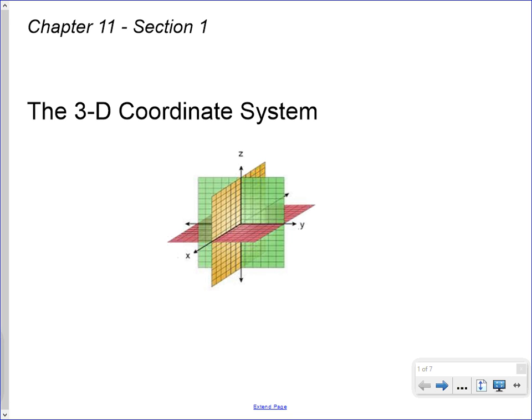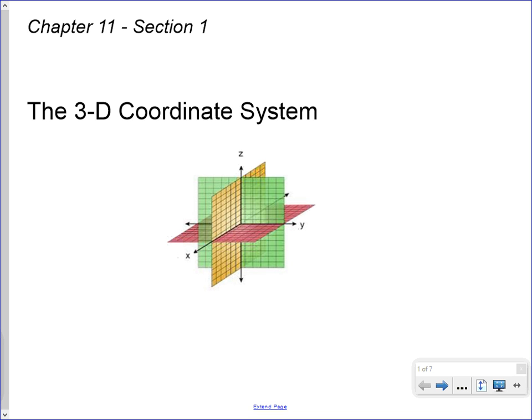Okay, so basically we're going to be working in the three-dimensional system for chapter 11. And you'll be tested over it on final six. I don't expect that test to take the whole period for you. Let's start with some of the basics.